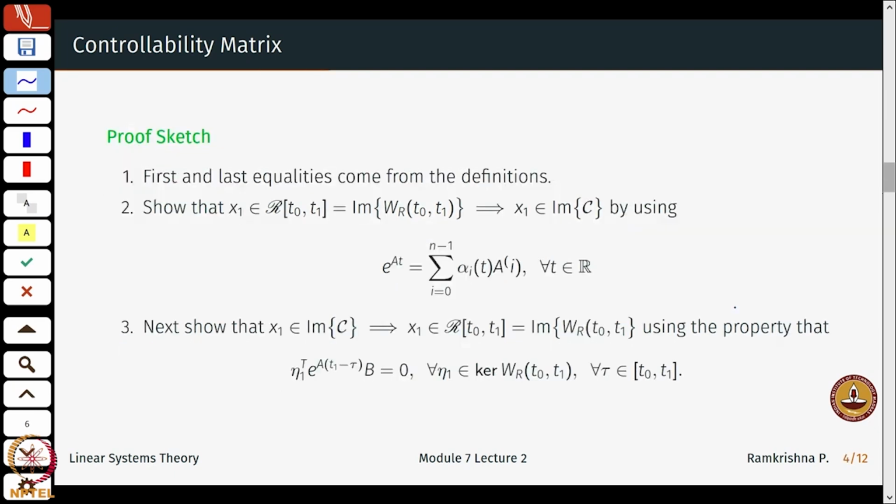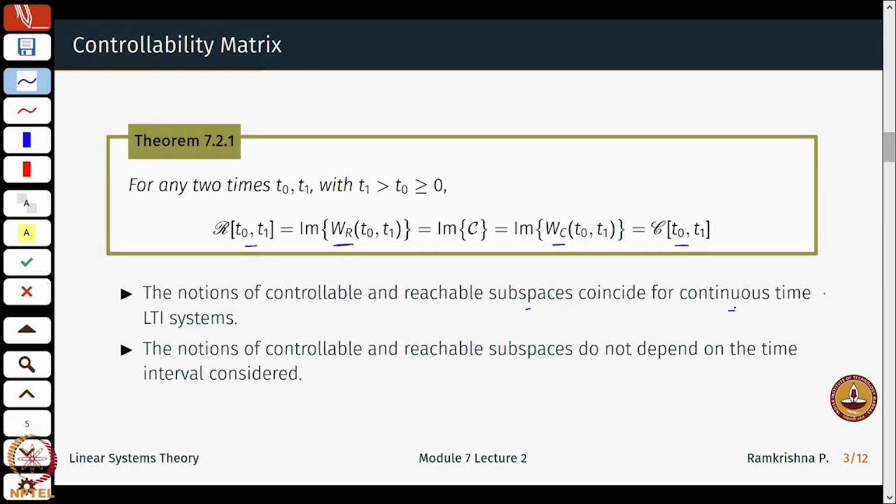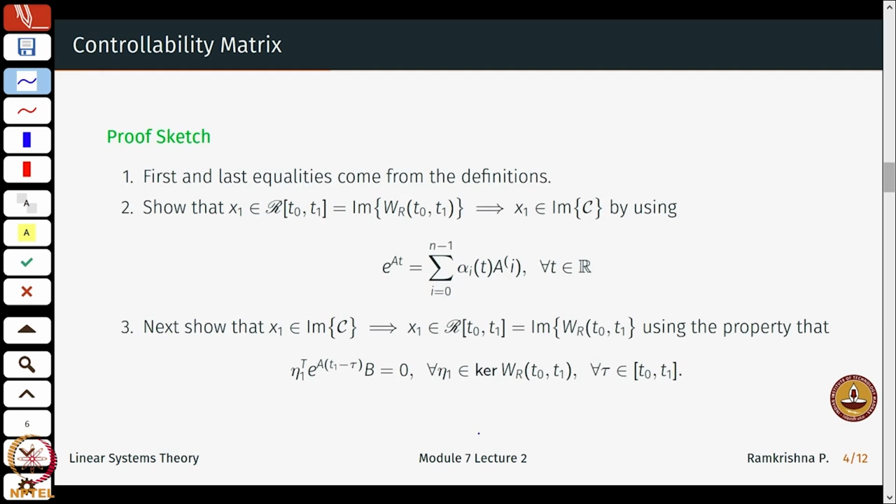Okay. And they also do not really depend on the time interval considered. So, let's check how to prove this. I know these two are equal, I also know that these two are equal. So, let me just prove maybe either this or this. If I do a proof for this, this will follow immediately and vice versa. Okay. So, let's start by showing that if x1 is in the reachable subspace, which is also equal to this one, then x1 also belongs to the image of C.